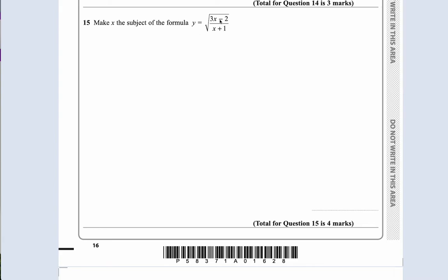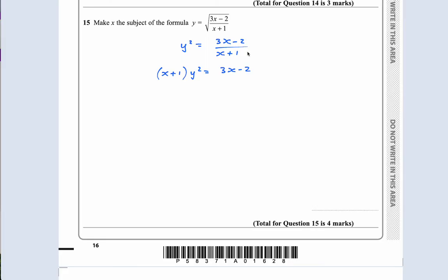So the first step is to remove the square root. How do we do it? We square both sides. So I say y squared equals 3x minus 2 over x plus 1. Square root is gone. Now I need to remove the denominator. So I multiply both sides by x plus 1. x plus 1 times y squared equals 3x minus 2. Multiplying this side removes the denominator.